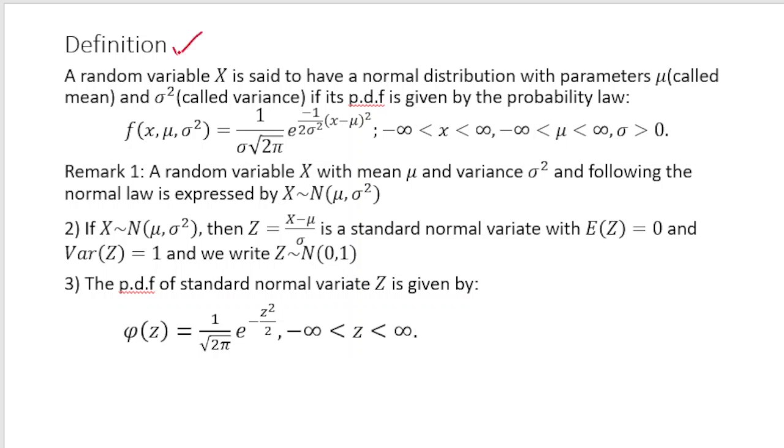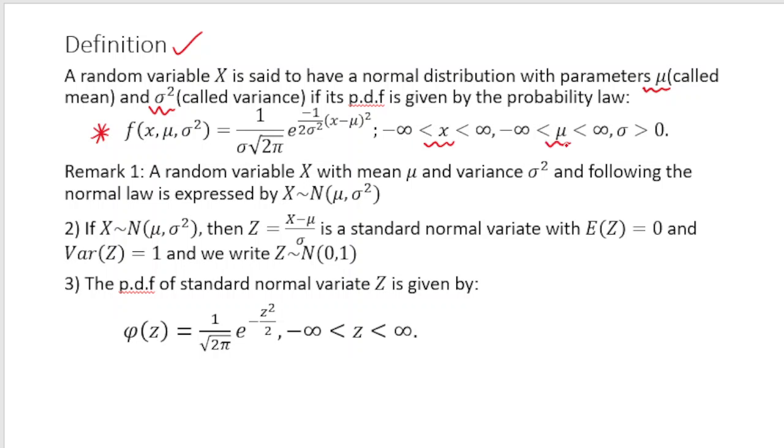So if I look at this, a random variable x is said to have a normal distribution with parameters mu and sigma square, which is the variance, if its probability density function is given by the probability law. So this is the probability density function, and you need to remember this because this is the important term. So 1 by sigma under root 2 pi e to the power minus 1 by 2 sigma square into (x minus mu) whole square. Here this x can take the value between minus infinity to infinity.